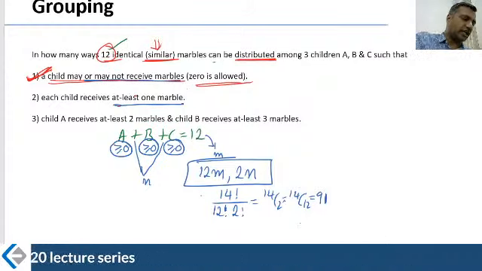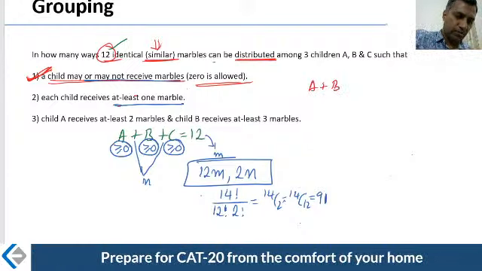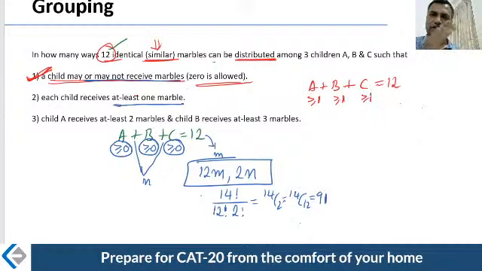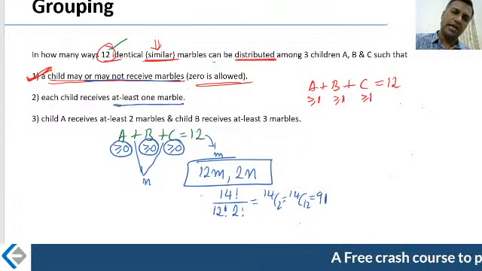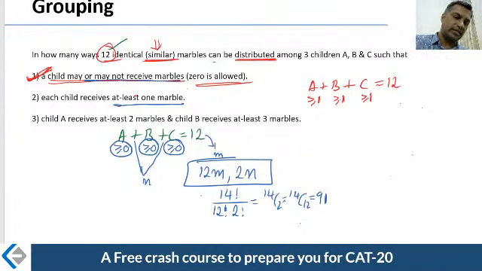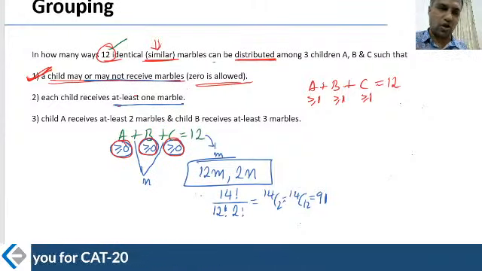What is this? Each child should receive one marble, meaning this is the condition: A plus B plus C is equal to 12, of which A should get minimum 1, B should get minimum 1, and C should get minimum 1. Why? Because there are 12 marbles. But the point here is, the concept you have read works only if it is brought down to the position of 0. You have to bring it down to 0, otherwise this concept does not work.